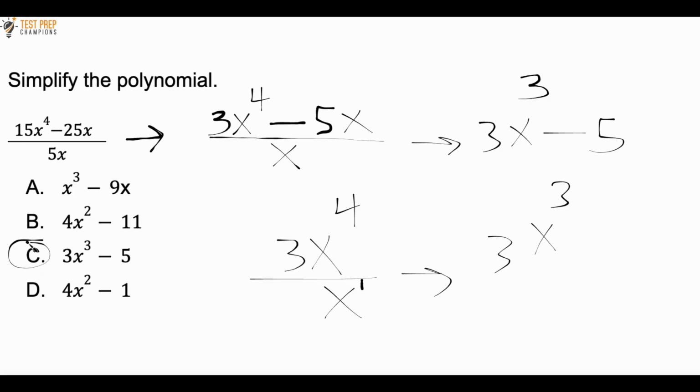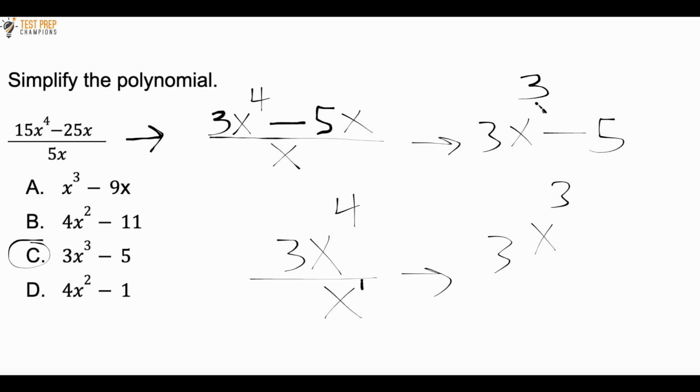And there's one more thing that I want to note here. You may have just looked at this problem and seen that you could divide each term by 5x. So if you saw that, you could just skip this step in the middle and you could just divide everything by 5x and get 3x to the power of 3 minus 5. And if you did it that way, that's great. And actually that's going to be a little bit faster to do it that way on the test.